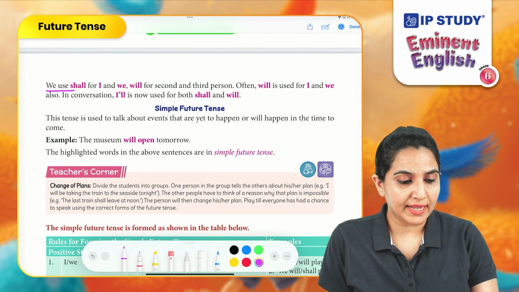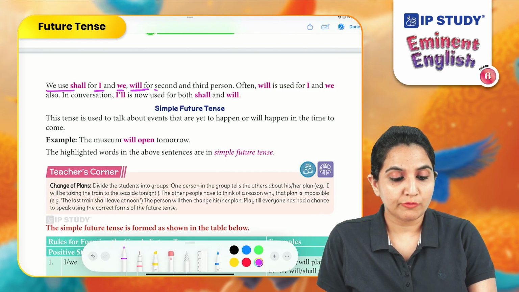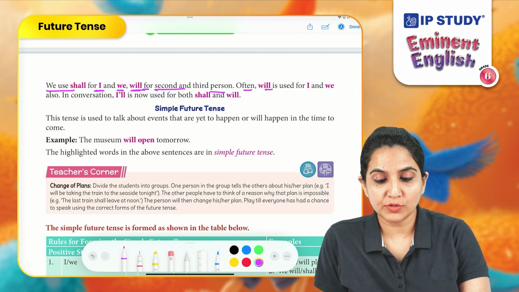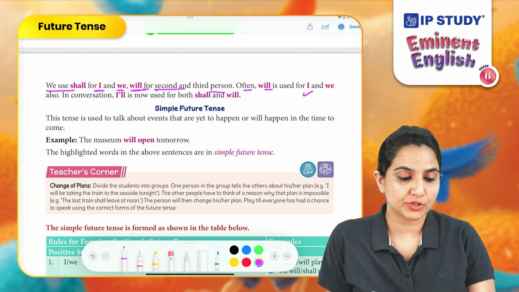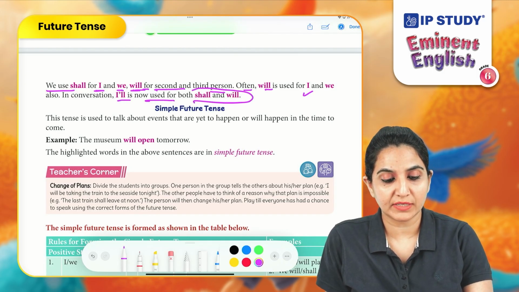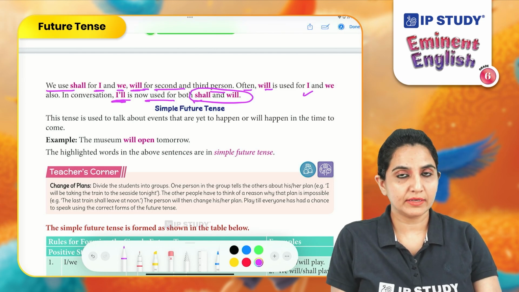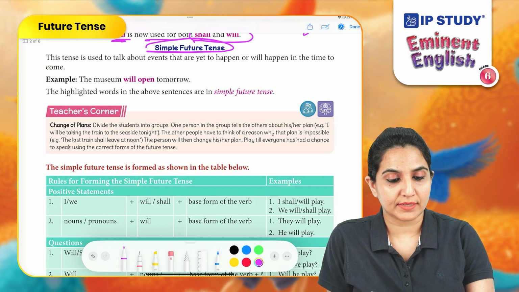We use shall for I and we, and will for the second and third person. Often will is used for I and we also, but in conversation, I'll is used for both shall and will. That means when we use a contraction, I'll is used for both shall and will. Let us discuss the simple future tense now.